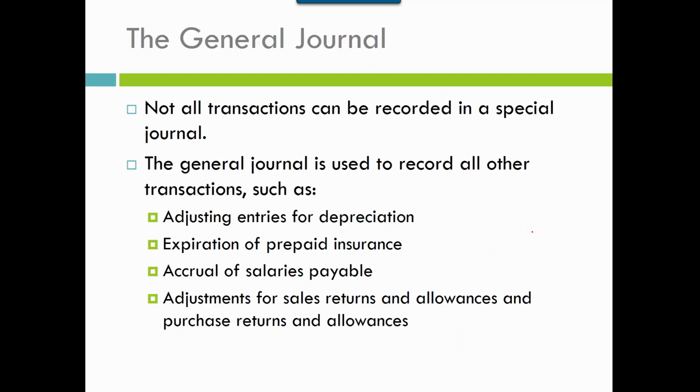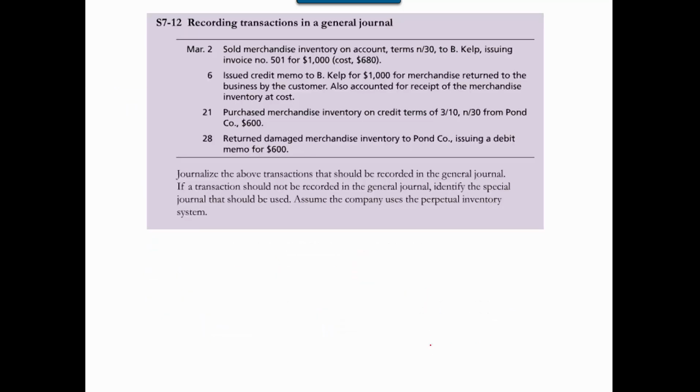The general journal then is for anything that is not in one of the special journals. So adjusting entries like prepaid insurance and salaries and depreciation. And the other thing that goes in there is adjustments for sales returns and allowances or purchase returns and allowances. This is the same general journal you've been using, so everything should look pretty much the same as what we're used to.